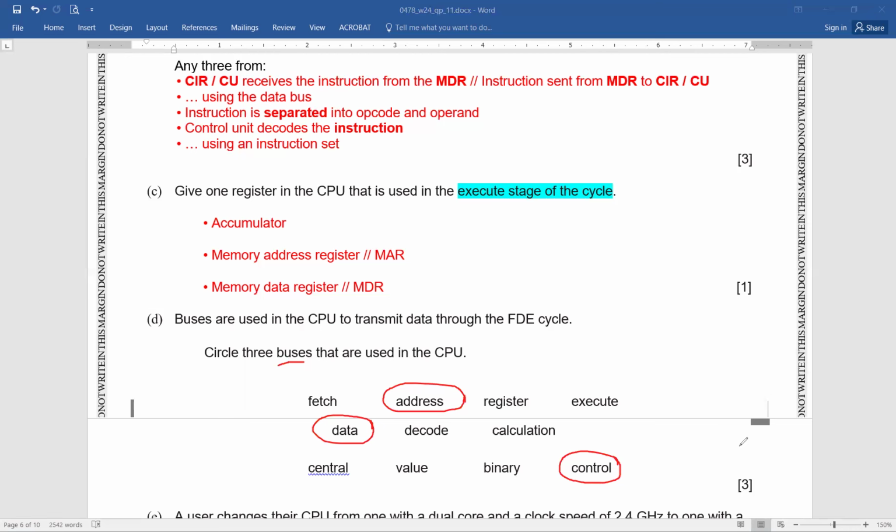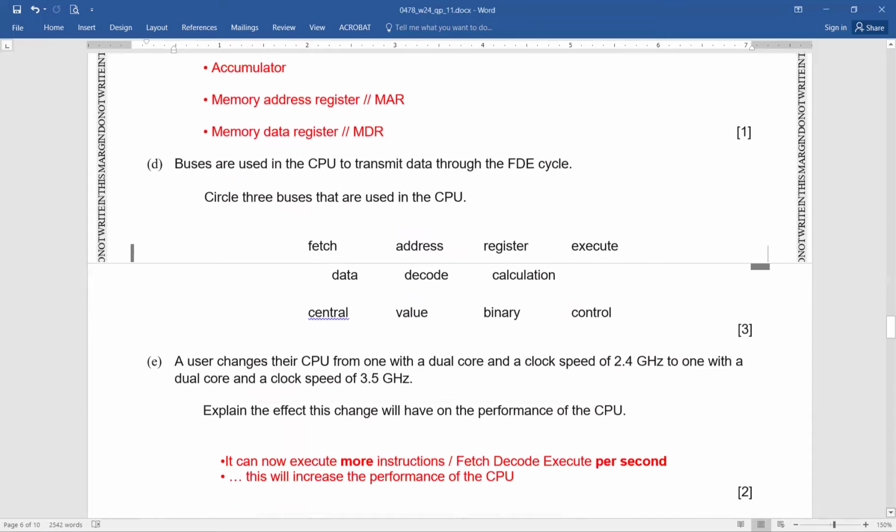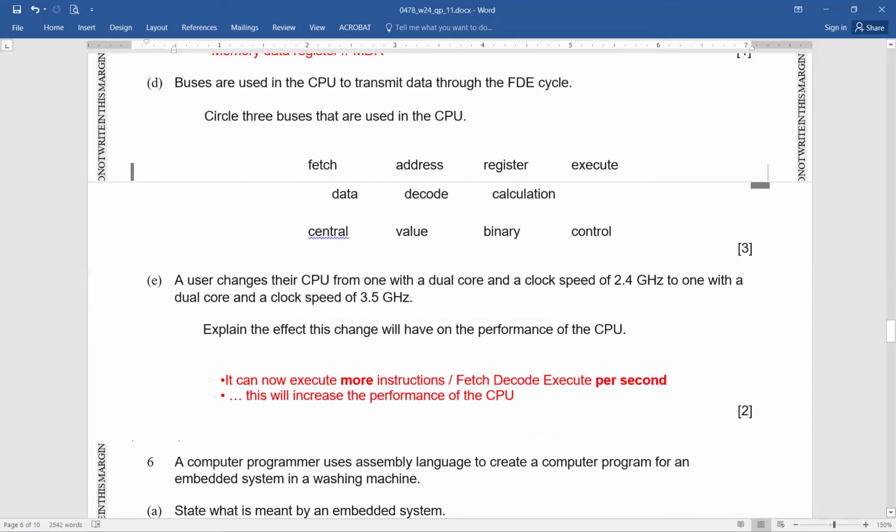Any questions till now? Understood very easily, everything is clear. Okay, now let's move to the next part of the question. A user changes their CPU from one with a dual core and a clock speed of 2.54 gigahertz to one with a dual core and a clock speed of 3.5 gigahertz. Explain the effect this change will have on the performance of the CPU.